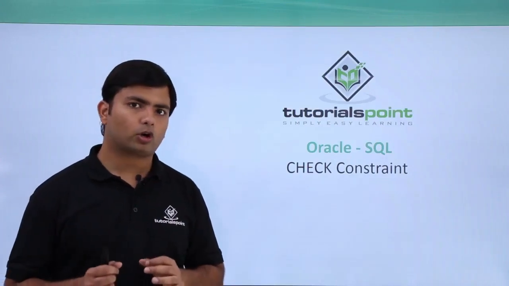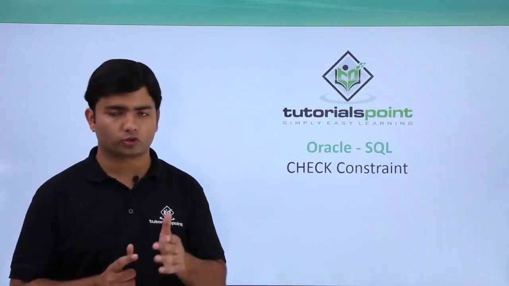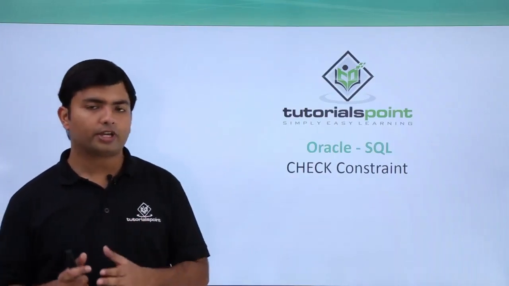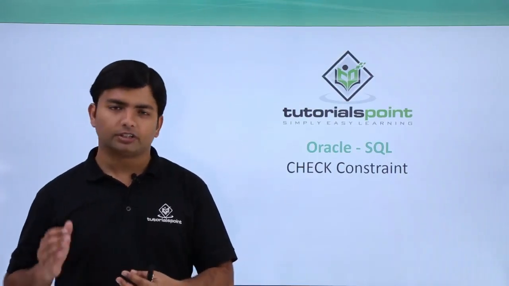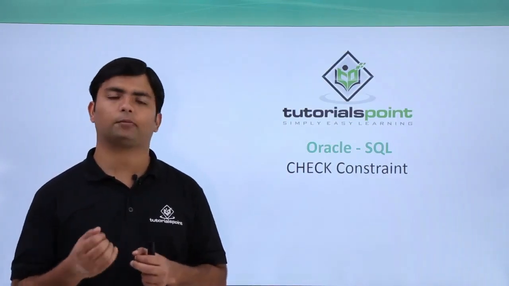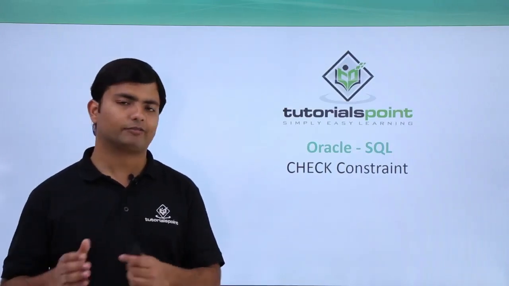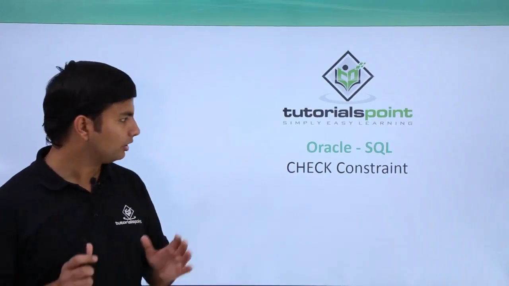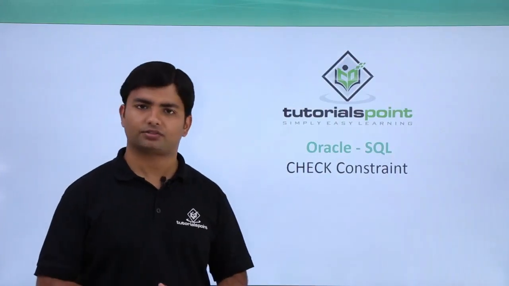Basically, if in any particular column I want only values that satisfy some specific condition to be entered, then I should go for the check constraint. For example, we have a column called gender in our table, where I want only M or F, these two characters, to be allowed. No other character should be allowed in that column. Similarly, in the salary column, I don't want anything less than 5,000 to be allowed. Such values can be validated by using the check constraint. So let's start implementing the check constraint now.